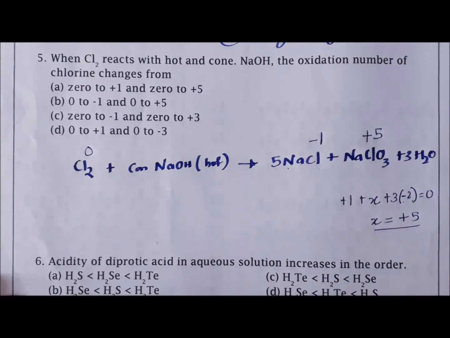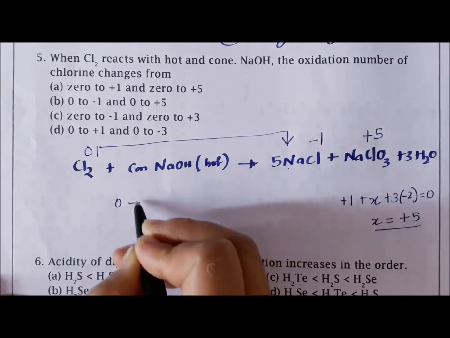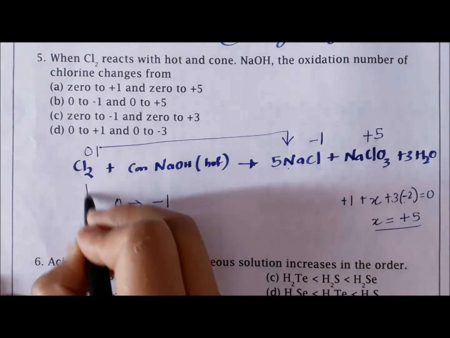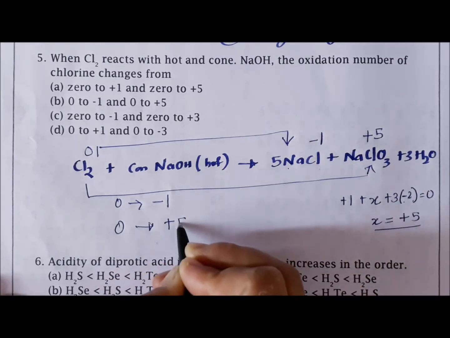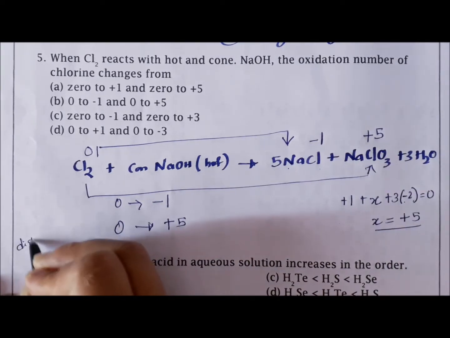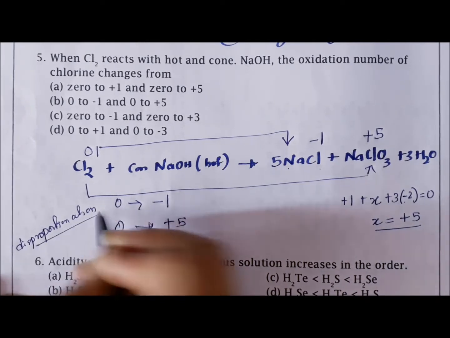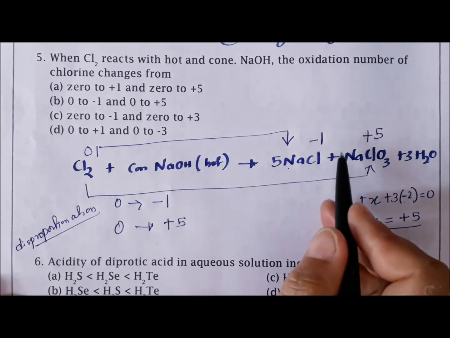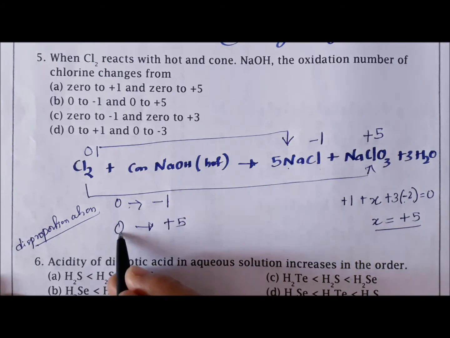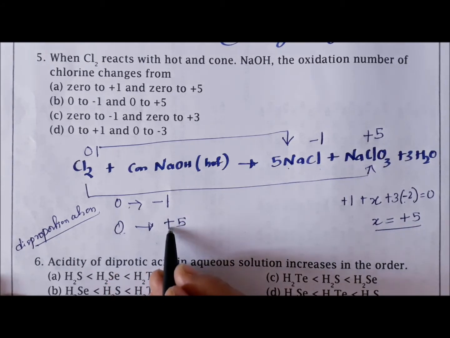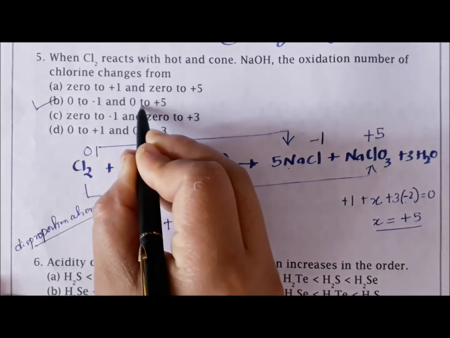So what is the change in the oxidation number of chlorine? 0 to -1, and 0 to +5. So this reaction is called disproportionation. Why? Because the same element is getting oxidized and the same is getting reduced. So the change is 0 to -1 and 0 to +5. So which is the correct option? Option B, 0 to -1 and 0 to +5.